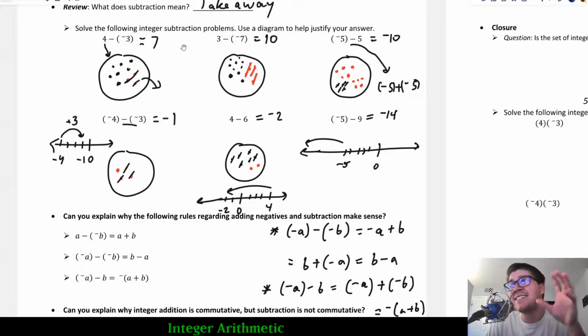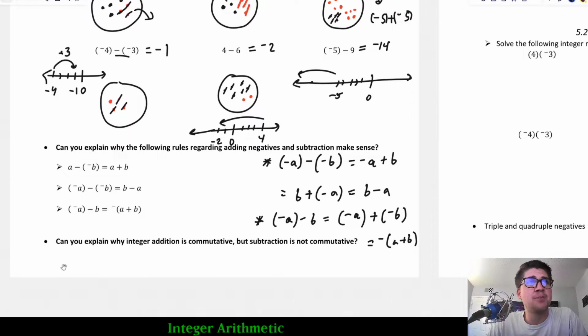Same sign add. It's kind of a tricky rule, but that's very, very helpful for students once they get the idea of, the question is, am I adding the two numbers or subtracting? And that is ultimately a difficult question to answer. And with the final bullet point, it says, can you explain why integer addition is commutative but subtraction is not?